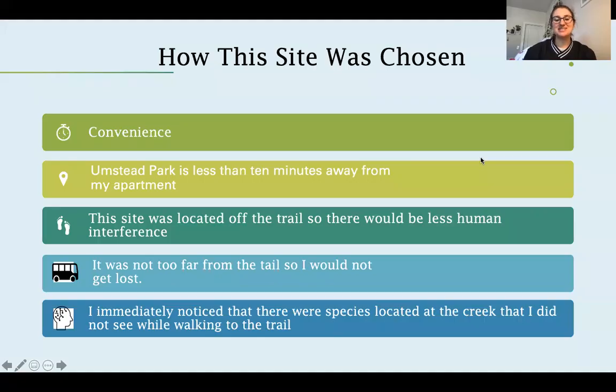So the first thing I'm going to discuss is how the site was chosen. Part of it was convenience. Umstead State Park is located less than 10 minutes away from my apartment, making it very easy to get to. The site itself was also located off of the trail, meaning there was less human interference, but not too far off from the trail that I could potentially get lost. I also chose this site because while walking to it, I immediately noticed that there were different plants at the location of the site than there were in other areas I saw while walking to it.